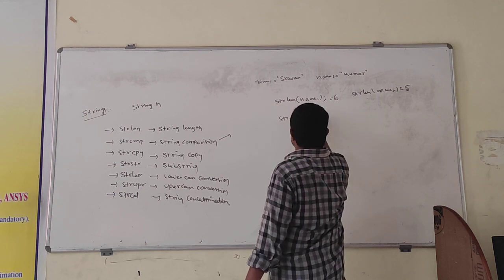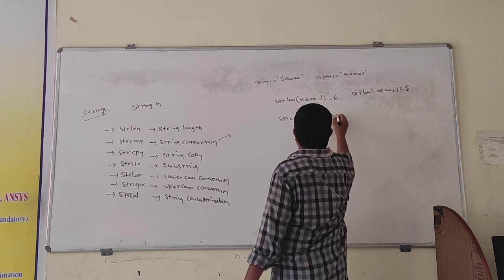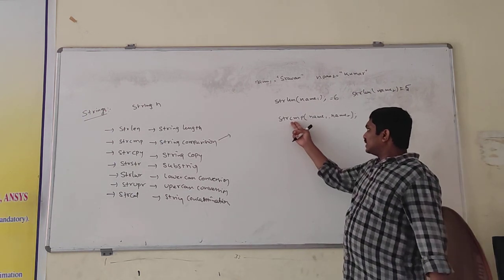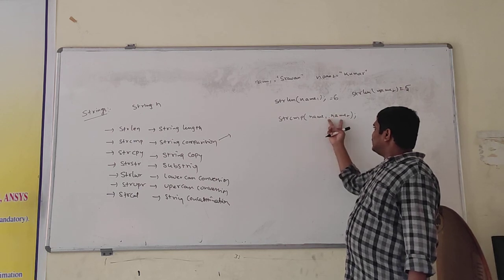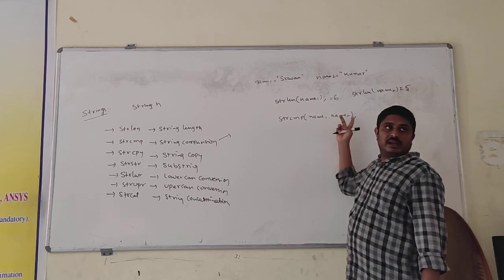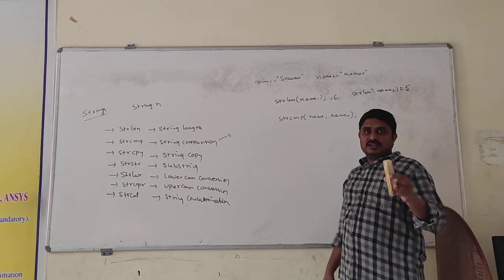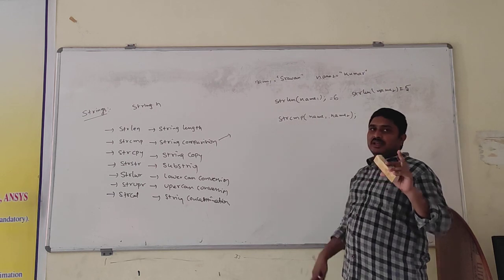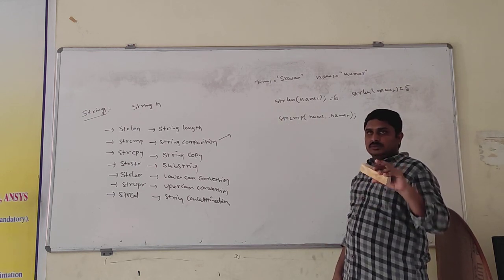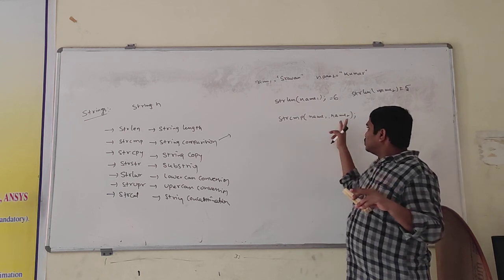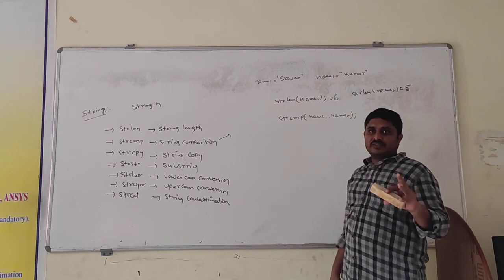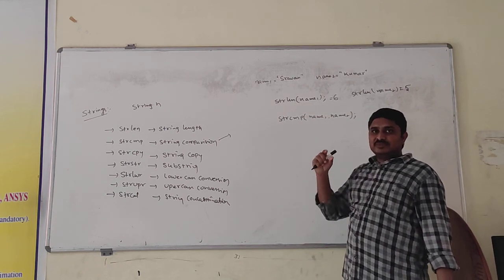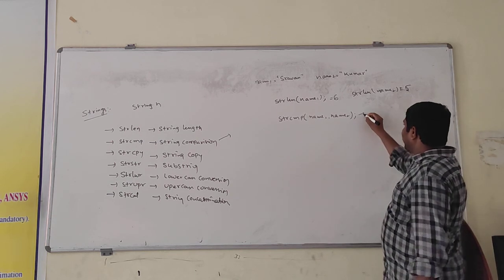strcmp name 1 comma name 2. So the strcmp compares these two strings, name 1 and name 2, and returns either 0 or 1. So this strcmp returns 1 when both the strings are same. It returns false, 0 when both strings are not same. So the comparison mainly depends upon the ASCII values.